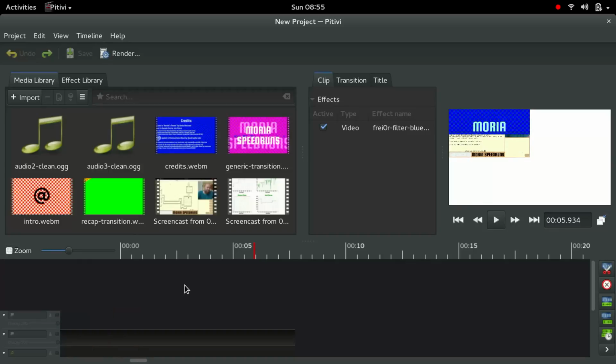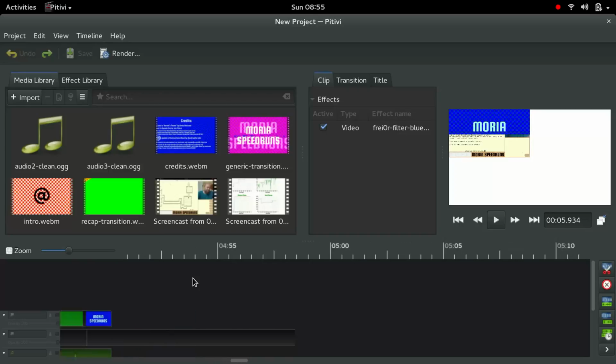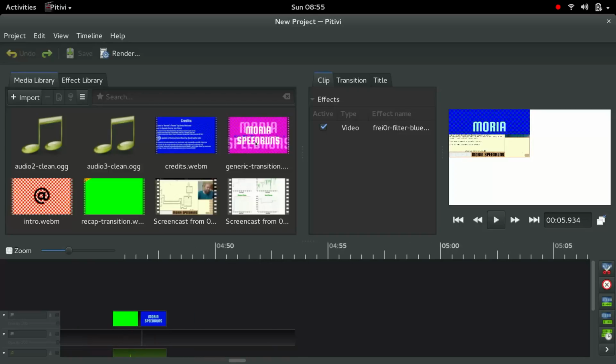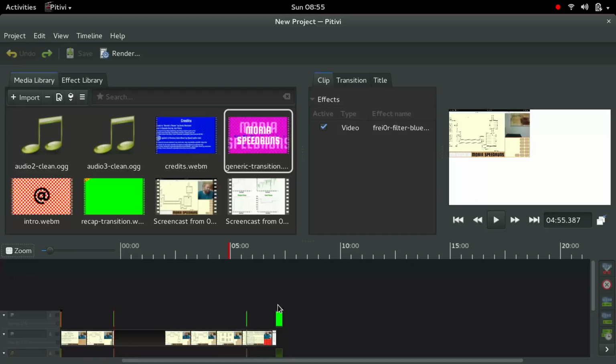Scroll on over. At some point, I forgot my keyboard. I forgot to get my keyboard. So I needed to do a transition. And I just have this generic transition here to make that happen. So that's the next thing that happens. And then at the end we do the recap, which is about there.